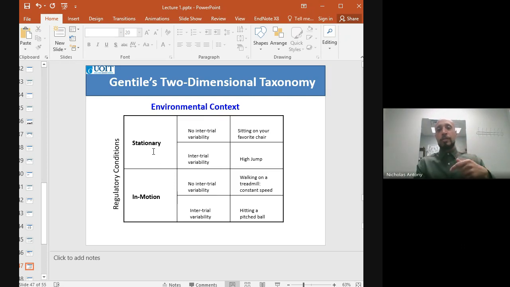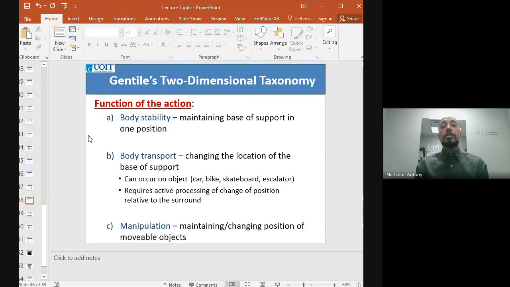So every time you hit a ball and you walk up to it and you hit it again, everything in each case is always stationary. The environment is stationary every time. But depending on where you hit the ball, the environment's changed, right? Nothing's moving still, but the environment's changed. So there's intertrial variability. So that's the one axis on Gentile's taxonomy.